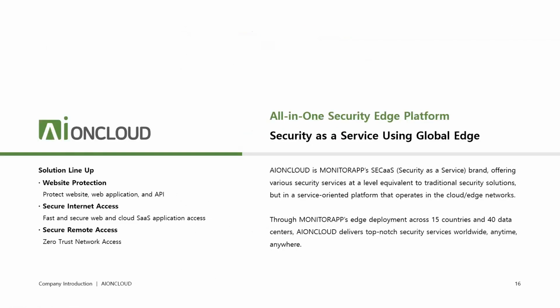AI Labs. So Ion Cloud is our security as a service brand, which offers several security services at a level equivalent to the traditional security solutions, but the difference is that it operates on the cloud or edge networks. Monitorapp's edge deployment is within 15 countries, and we have been deployed into 40 data centers around the world, which lets us maintain fast traffic for our security services.